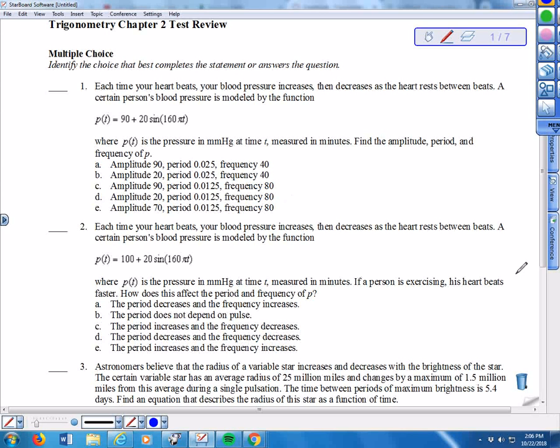Each time your heart beats, same equation. Now it says if a person's exercising, his heart beats faster. How does that affect the period and frequency? The frequency increases because it's doing it more often. The period decreases because it's the inverse of frequency. So when frequency goes up, period goes down because they're inverses of each other.